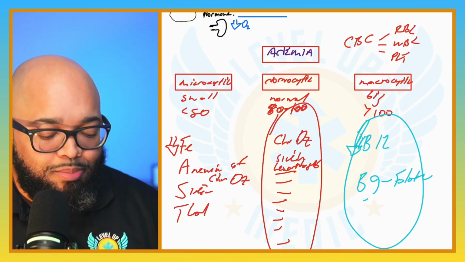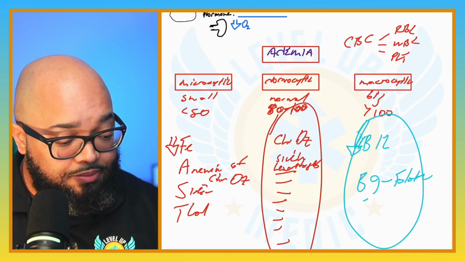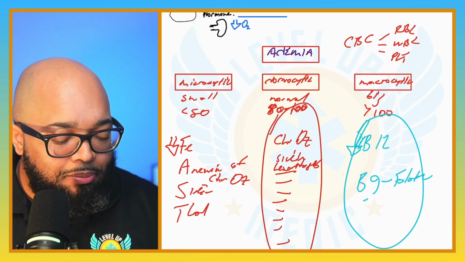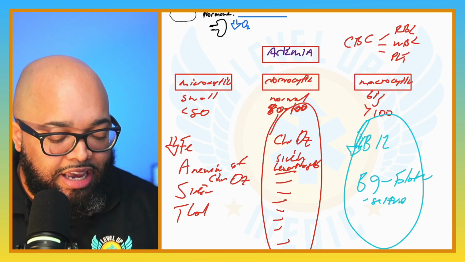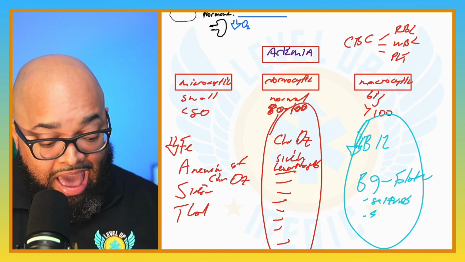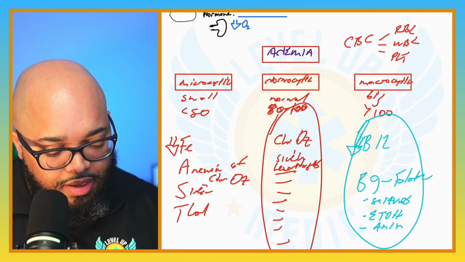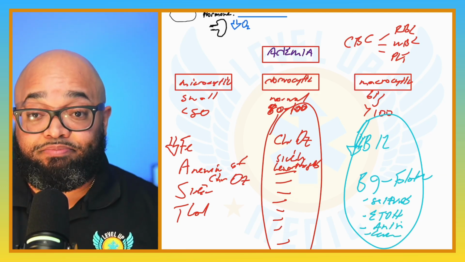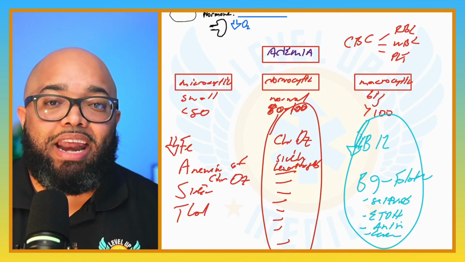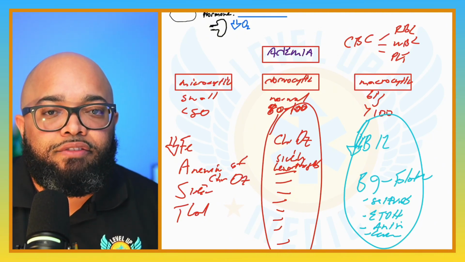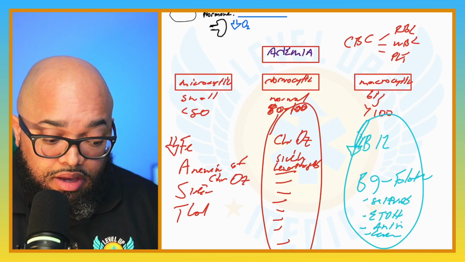Now, what could cause this? Well, like what could cause a B9 deficiency? Well, for instance, anti-epileptic drugs, so seizure medications could do it. Alcohol, antibiotics, chemotherapy drugs, all types of medications could cause, for instance, a folate deficiency.